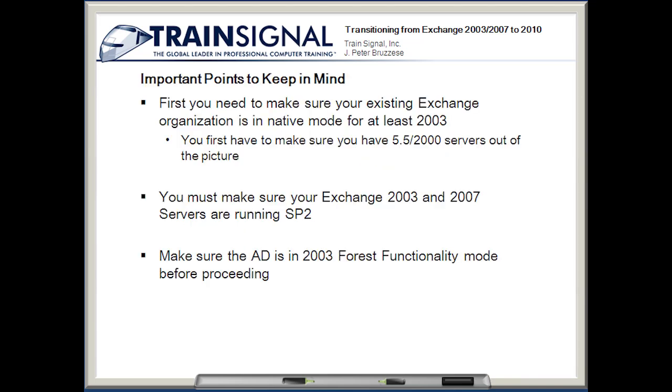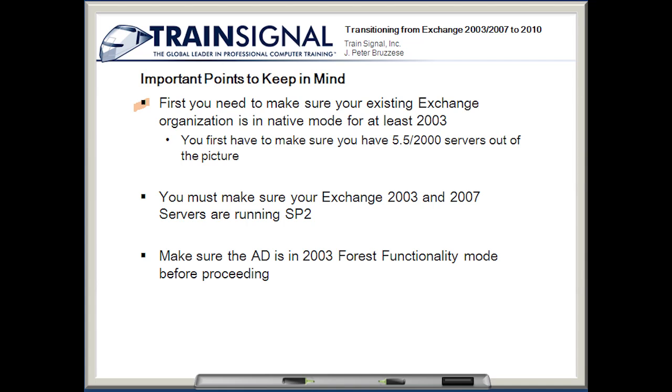Okay, so now let's talk about a few important points that you want to keep in mind. And again, remember, every organization is going to be a little bit different, so some of these points may not necessarily apply to your circumstances. For example, the first one here, if you have an Exchange organization that is running Exchange 2003, you need to make sure that that organization is set to native mode. So that's something you do within the System Manager, where you select the Exchange organization and up it to native mode for that 2003 environment.